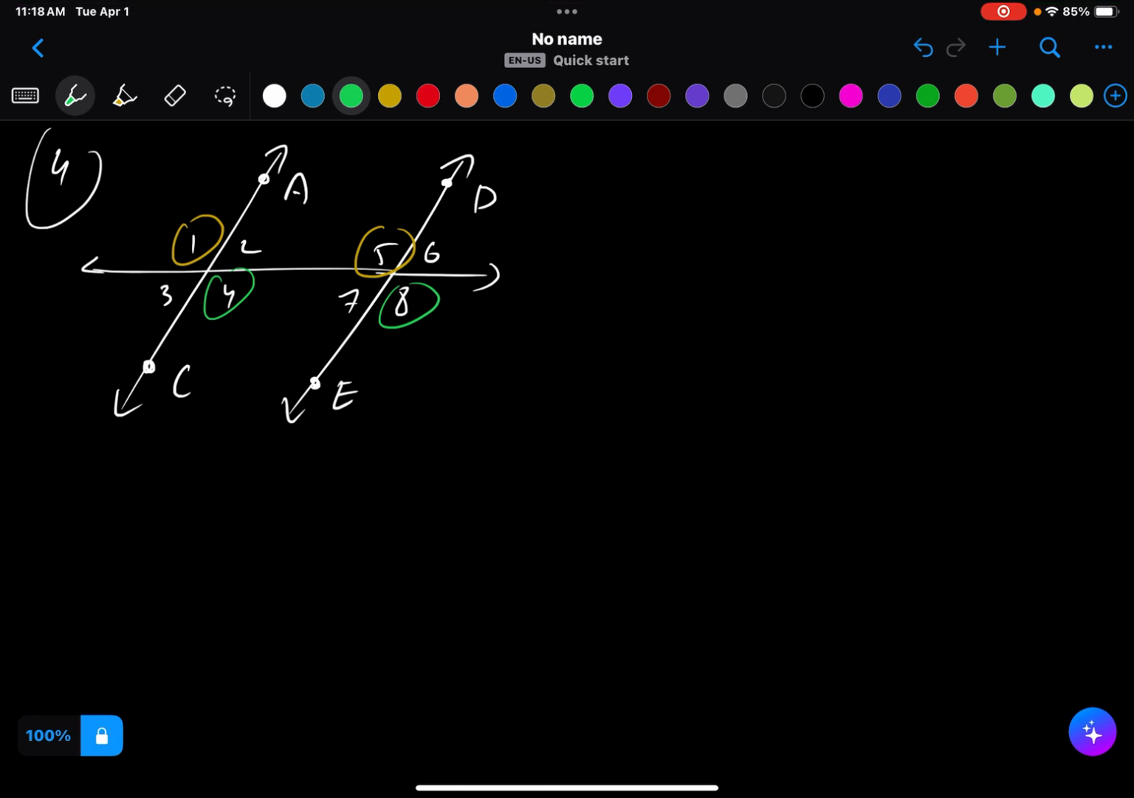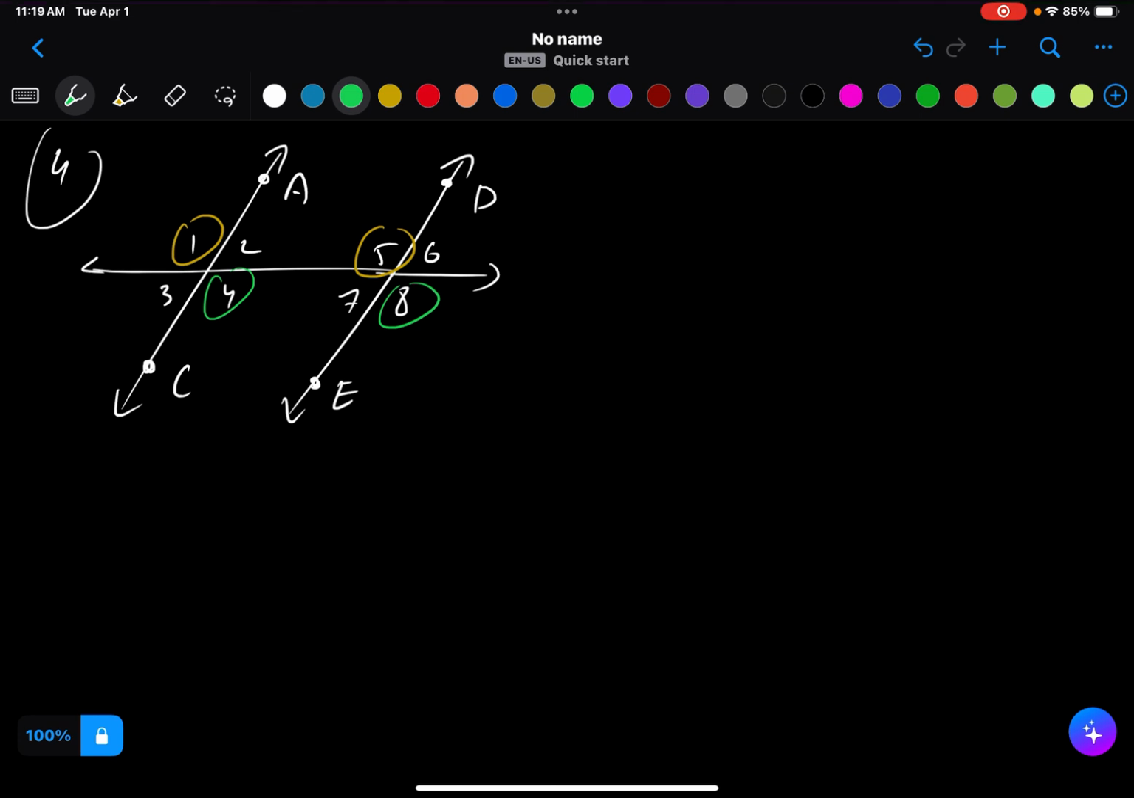Well, this can't be either the interior or the exterior because some of the angles are on the inside, some are on the outside. Like if you look at 1 and 5, 1 is on the outside, 5 is on the inside. 4 is on the inside, 8 is on the outside. So, yeah, if they said 1 and 8, that would be alternate exterior. If they said 4 and 5, that would be alternate interior. But they're asking us for 1, 5, 4, 8. These are going to be corresponding angles.